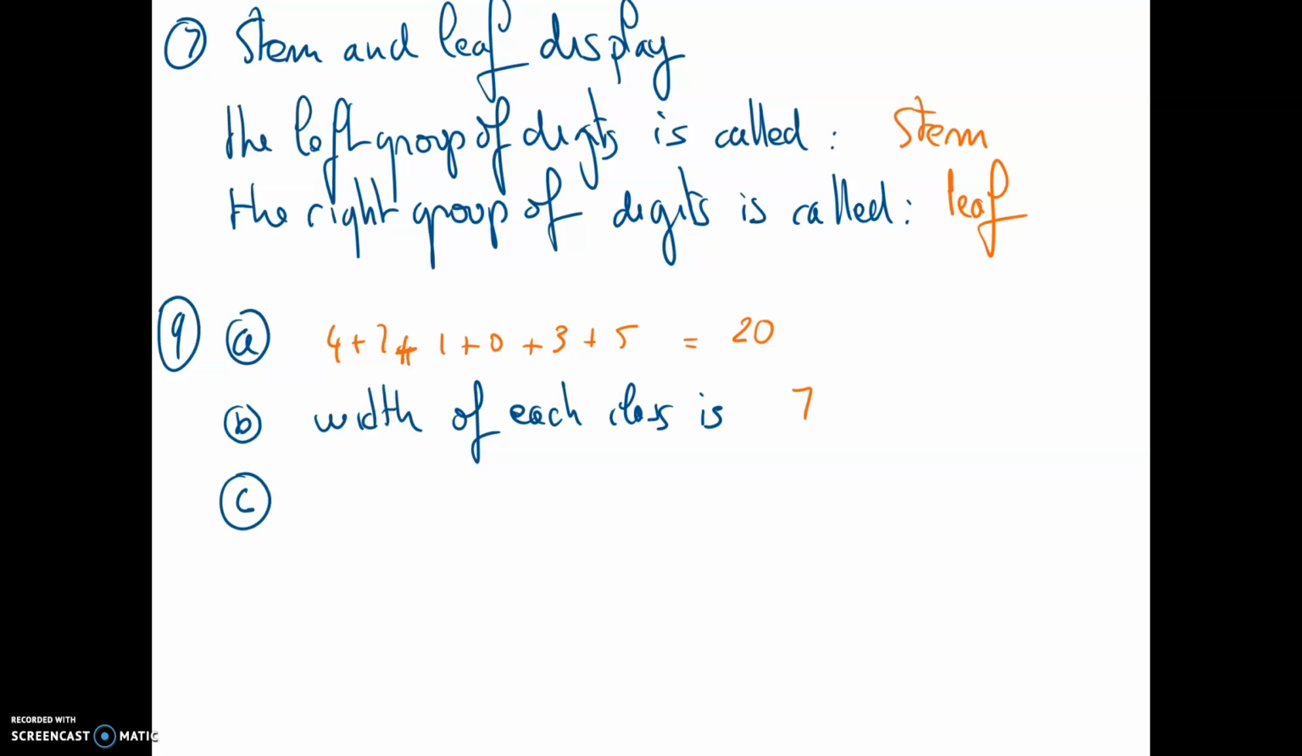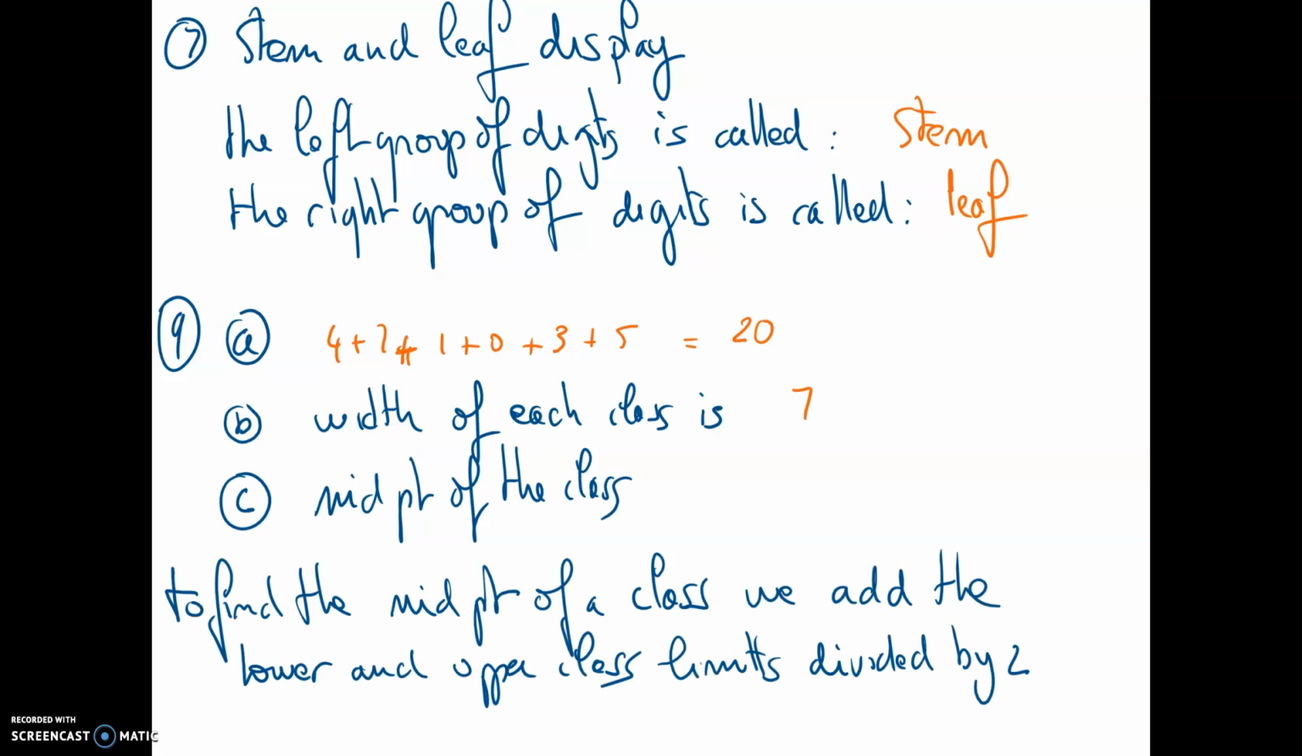Problem number 9, question C. Question C is the midpoint of the class. So what is the midpoint? To find the midpoint of a class, we add the lower and the upper class limit and divide by 2. On the second class, because they're asking you to find the midpoint of the second class, we have 16 plus 22 divided by 2. That gives me 38 divided by 2, and so the midpoint is going to be 19.